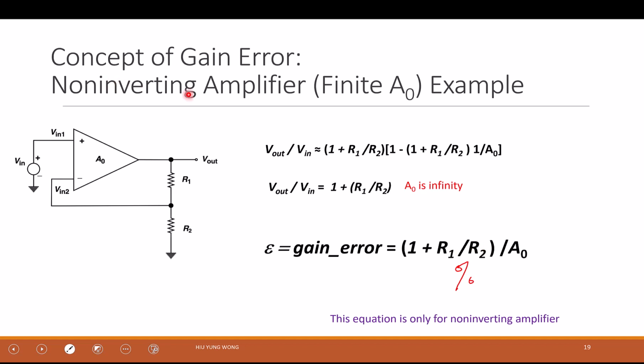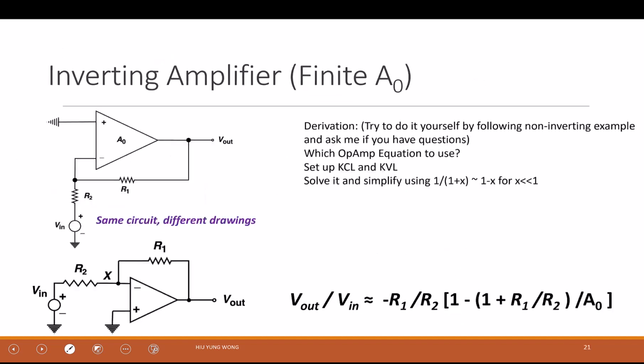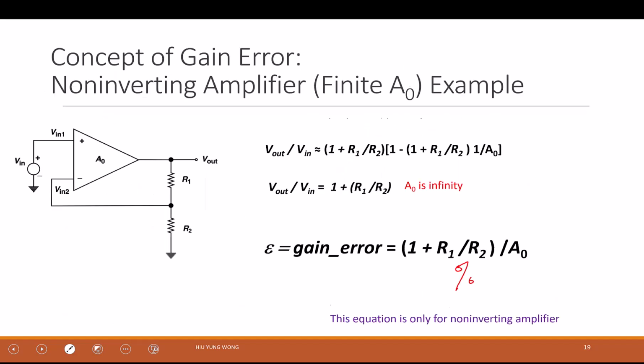Ideally, I want to make a non-inverting amplifier with gain of 10, which is this one. But because my open loop gain is not infinity, the gain I get may be only 9.99. So I have a gain error of 0.1%. Okay, so this line tells you the gain error. You will do that for the inverting amplifier in the assignment. But more important is to understand the gain error, okay?